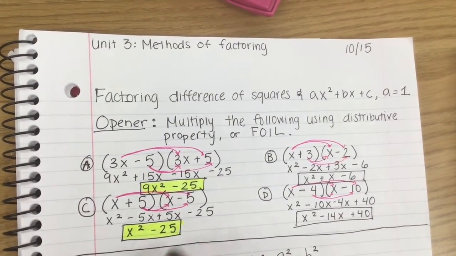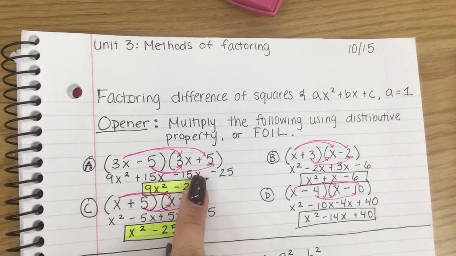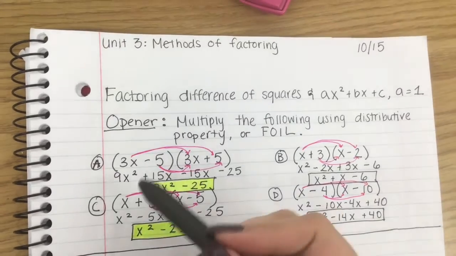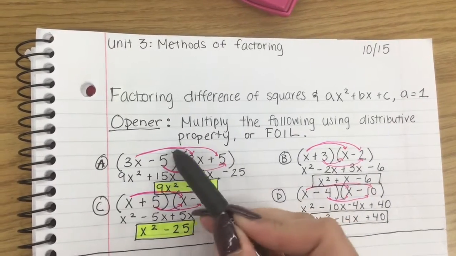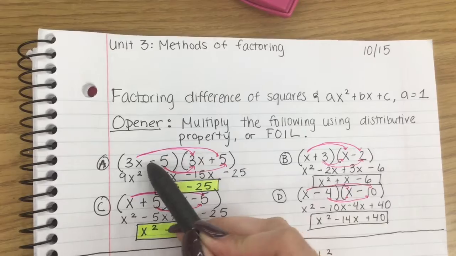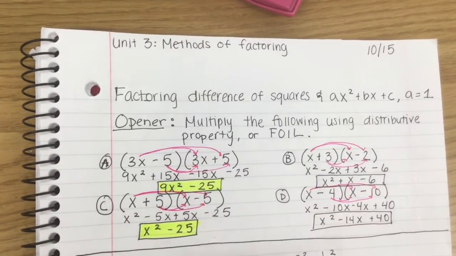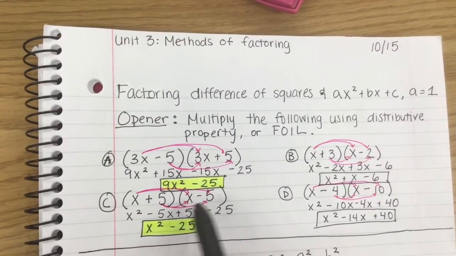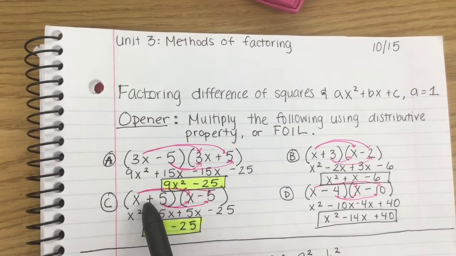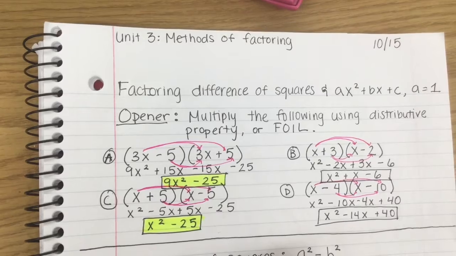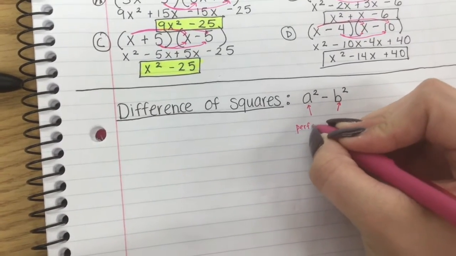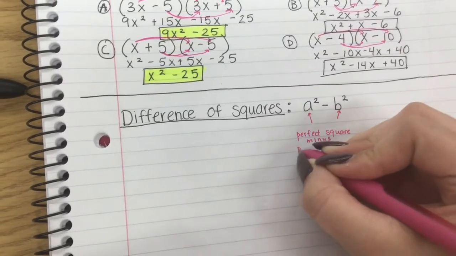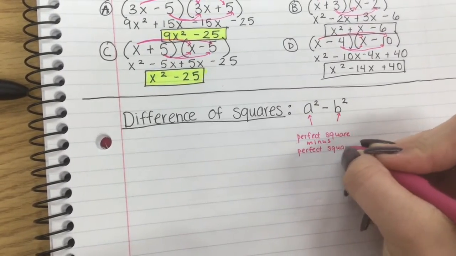Take a look at what happened with A and C. In both of these, the middle terms canceled out. If you look at the terms within the parentheses here, notice that they're exactly the same, but with different signs in the middle. Same with letter C, x and x, 5 and 5, but they have different signs. This, we're going to find out, is called a difference of squares. We know that something is a difference of squares when we see a perfect square minus a perfect square.